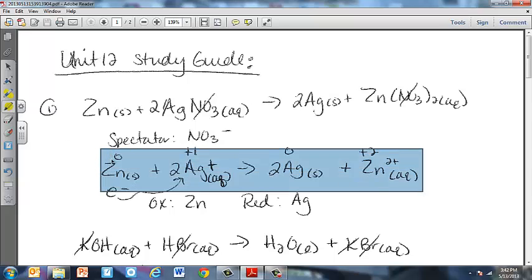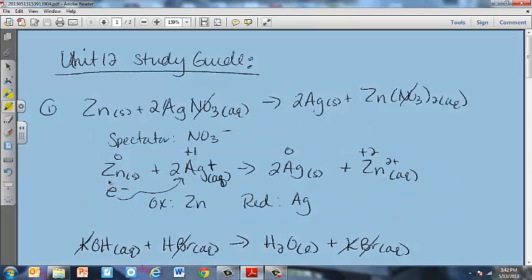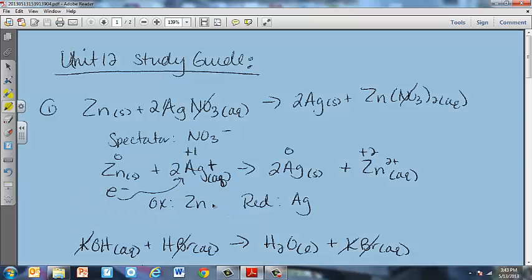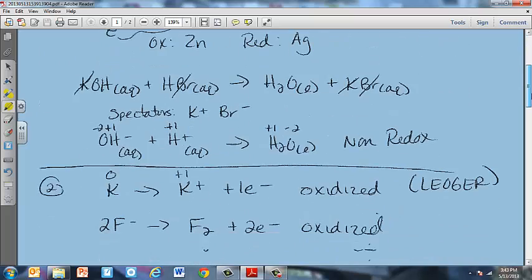I went ahead and put the oxidation numbers. Zinc is a solid, so it goes from 0 to +2. Silver is a +1, it goes from 0. So therefore, my electron flow is going to go, it's what I tried to draw down here. You always draw an electron from what got oxidized to what got reduced. My zinc was oxidized and my silver was reduced. Okay, that was the first one.